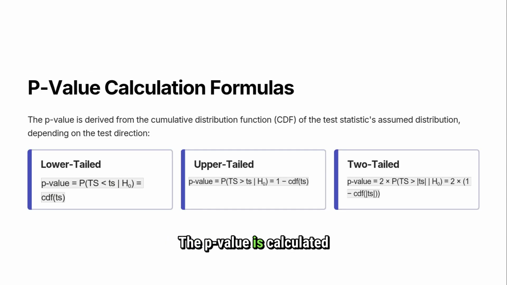The p-value is calculated using the cumulative distribution function of the test statistic's distribution. For a lower-tailed test, it's the cumulative distribution function of the test statistic. For an upper-tailed test, it's 1 minus the cumulative distribution function. In a two-tailed test, it's twice the probability of the test statistic exceeding its absolute value.